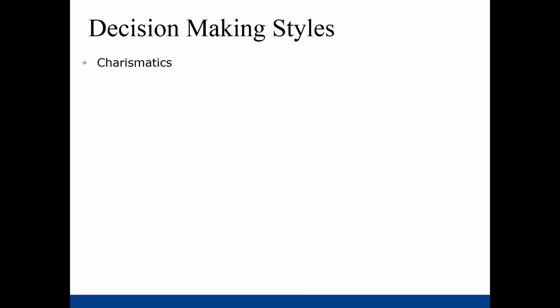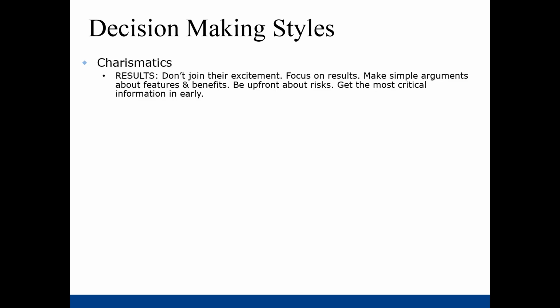So how do you deal with a charismatic? You can join their excitement to some extent, but don't join it in the sense of going off and following their path, because they can kind of go off in all directions. So focus on results, because they do want to hear about results, and again, it keeps them grounded. Simple arguments about the features and the benefits don't overwhelm them. Charismatics don't want to be overwhelmed. Be upfront about the risks and get the most critical information in early.